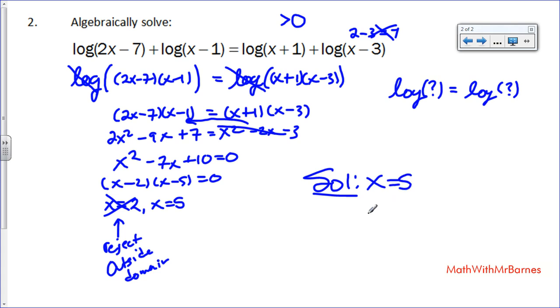And there it is, guys. That's how you solve log equations. So I hope this helps you in your journey to be able to figure this stuff out.